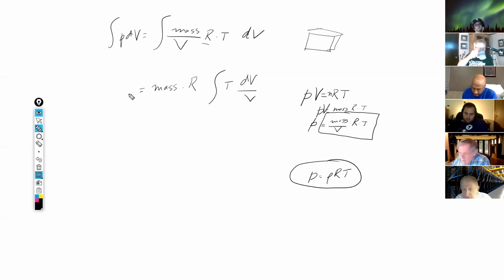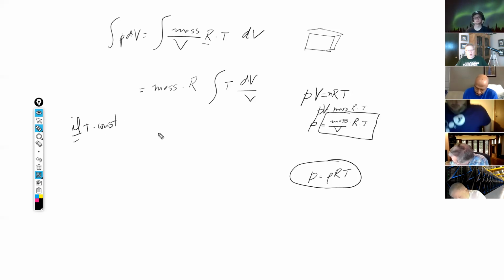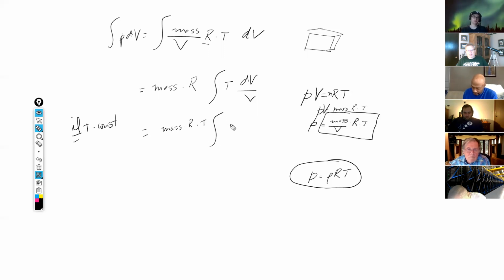Why can't you bring T out? Well, the answer is, under what conditions can I bring it out? If T is constant. If the temperature is constant, I can bring it out, okay? So let's say if T is constant, then what do we got? Then we get mass times R times T times the integral of dV over V.